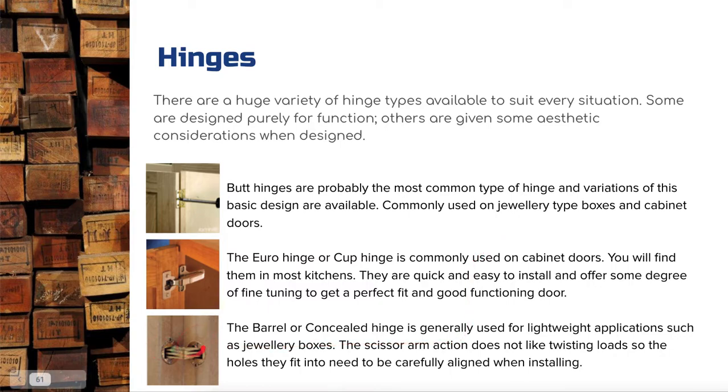And then in a really advanced application in jewelry boxes, in most lightweight applications, maybe it's a piano stool or something like that, you can have a concealed or a barrel hinge, which fits inside the edge of your timbers to then close off. It doesn't like twisting loads, so you really need to make sure that you align those ones carefully because it can damage the hinge very quickly, and they're quite expensive to replace. So there's some hinges there.